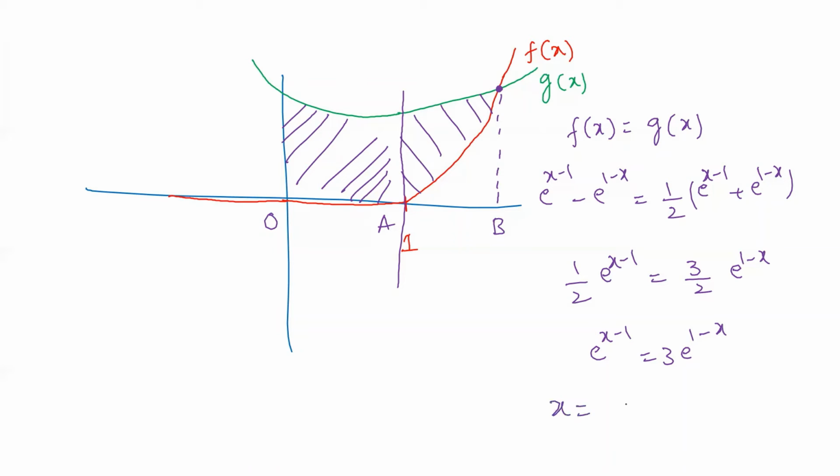So by solving this one, you're going to get x equal to 1 plus ln root 3. Okay, x is going to come as 1 plus ln root 3. So this point essentially is going to be 1 plus ln root 3.